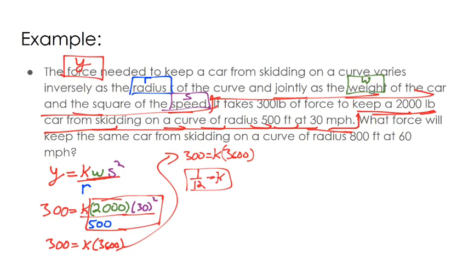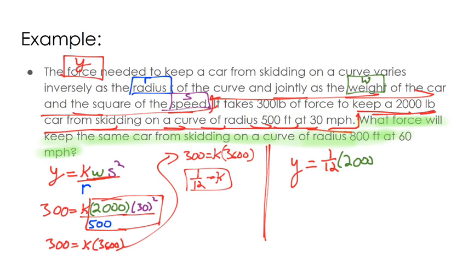And so what we can do now is use that to answer this last question: with what force will keep the same car, that's good because that tells us the weight, from skidding on a curve that has a radius of 800 feet at 60 miles per hour. So let me write what we have. We're trying to figure out the force. We know that our k value is 1/12. The weight of our car is the same, it's still a 2,000 pound car, but now it's going at 60 miles per hour, and the radius is now 800 feet.